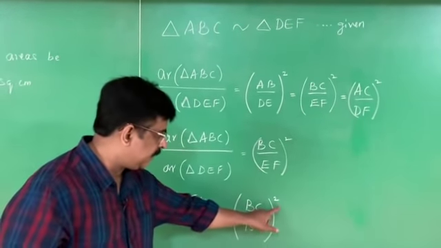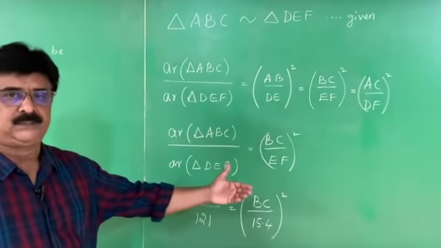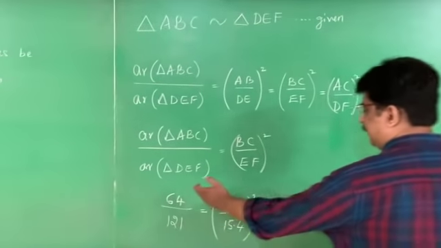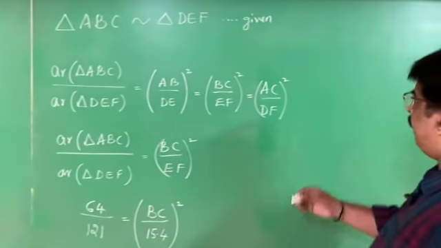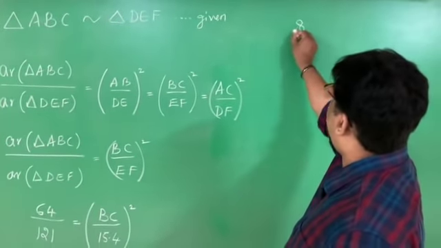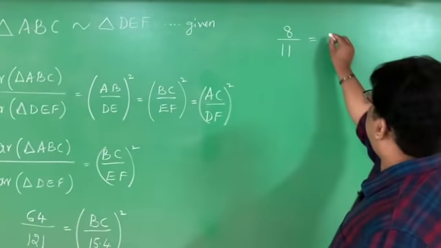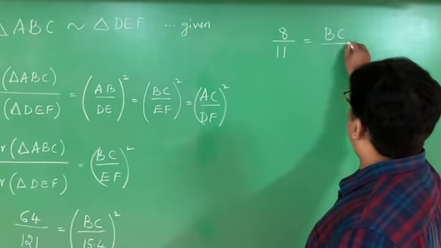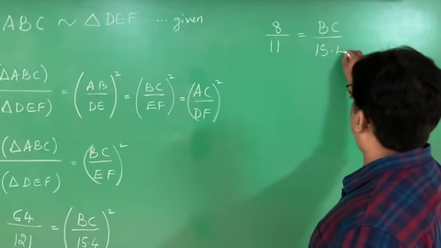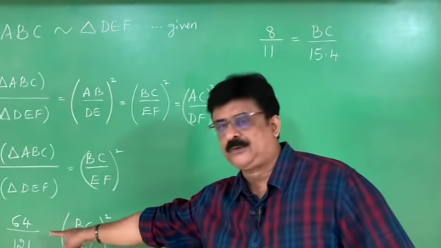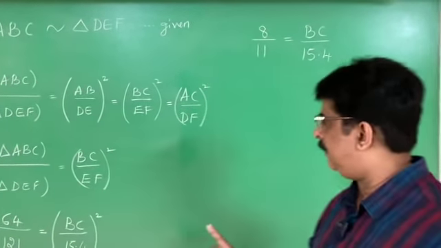Here a square is there, so I take roots on both sides. See what happens: 64 by 121 becomes 8 by 11. 8 by 11 is equal to BC by 15.4. What happened here? I removed the square by taking the square root on both sides. That is a simple approach.